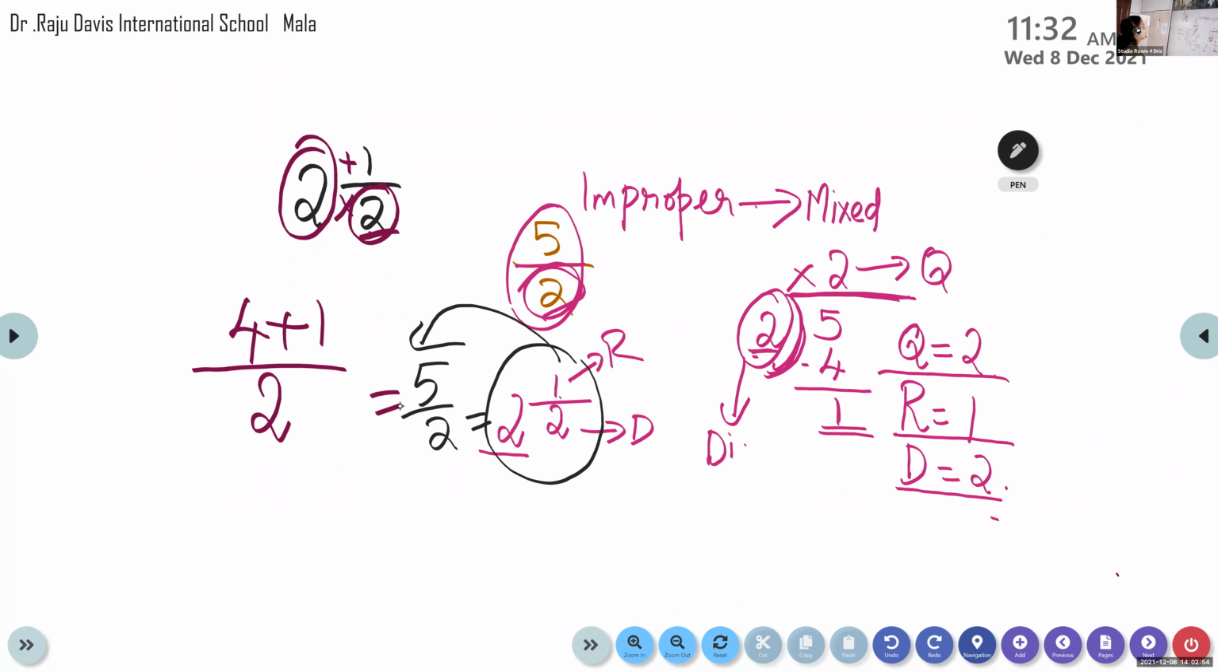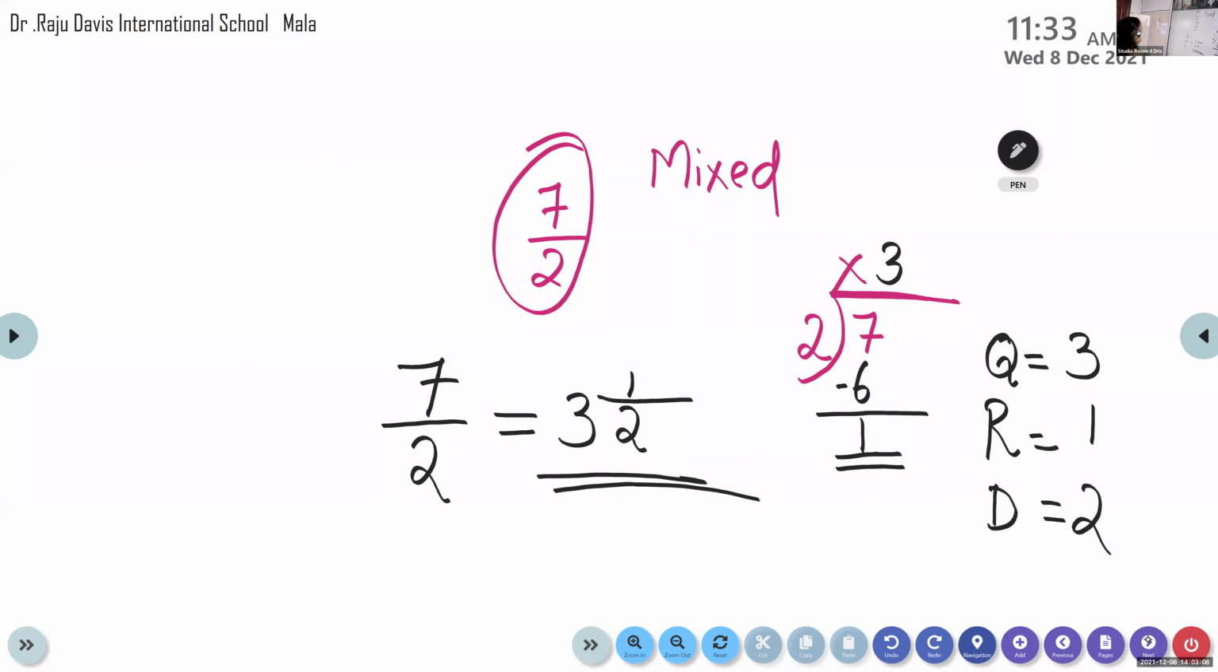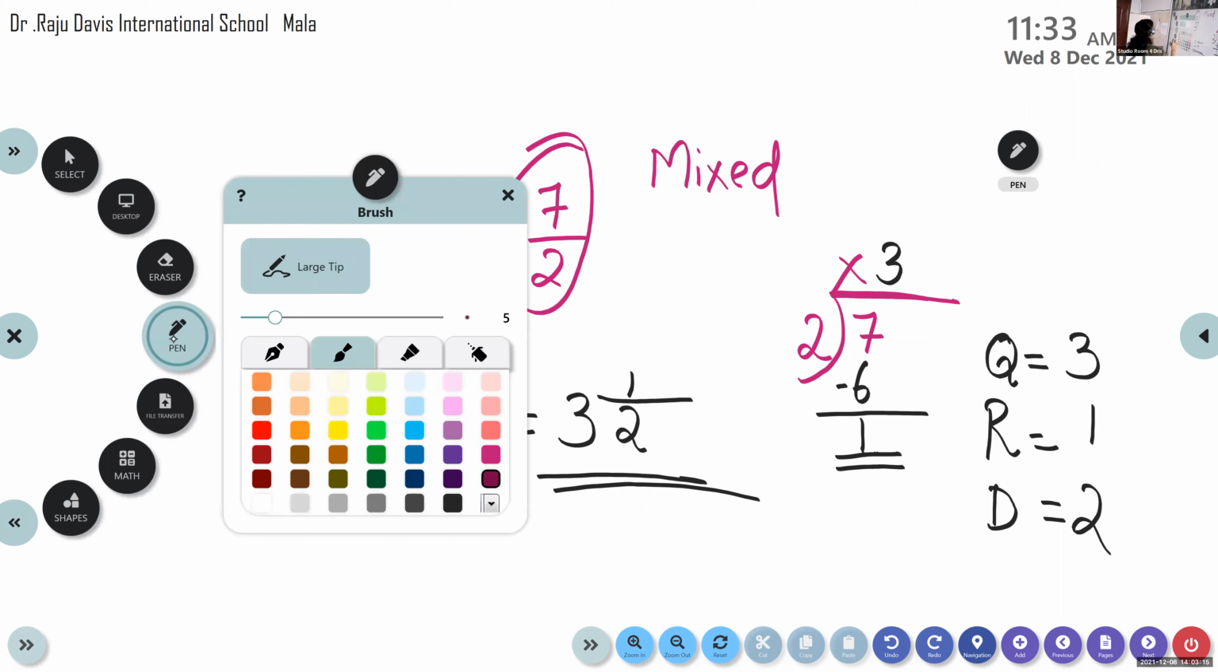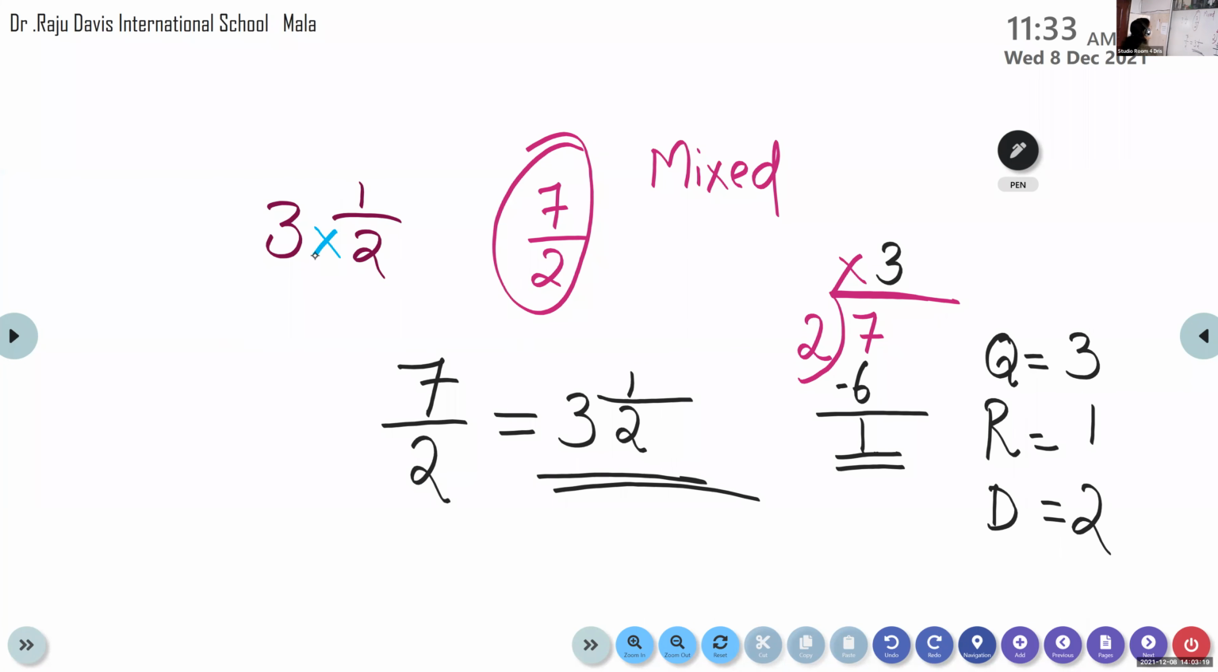So children, remember what we have done. You have to multiply the whole number and the denominator, and you have to add the numerator. Listen here how we do this with 3 and 1 by 2. Children, what do we have to do? First, you have to multiply the whole number 3 and the denominator. What is 3?